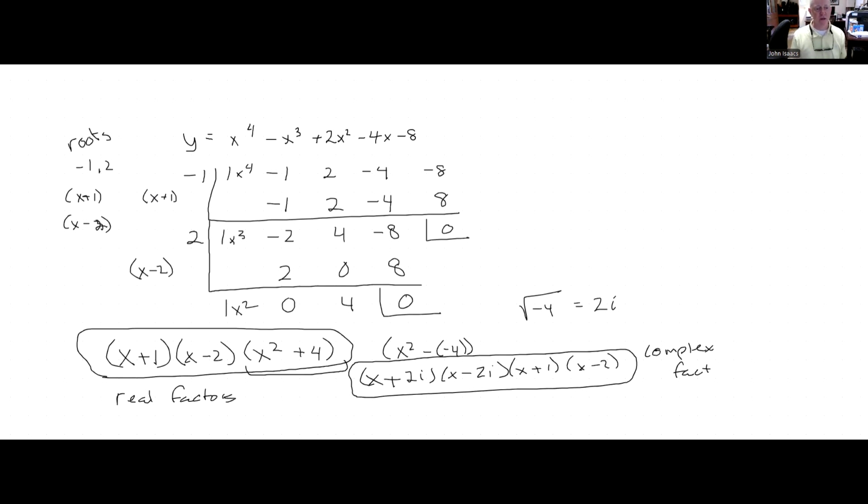Okay, so we factored that in a couple different ways using synthetic division. I hope that helps with homework and just another example.